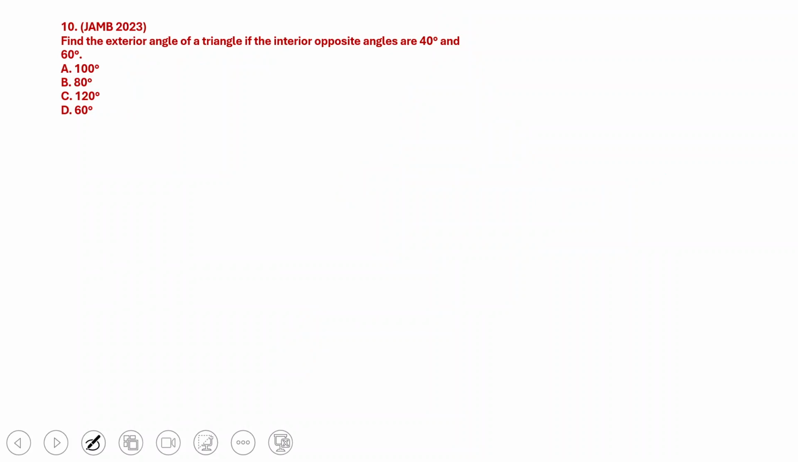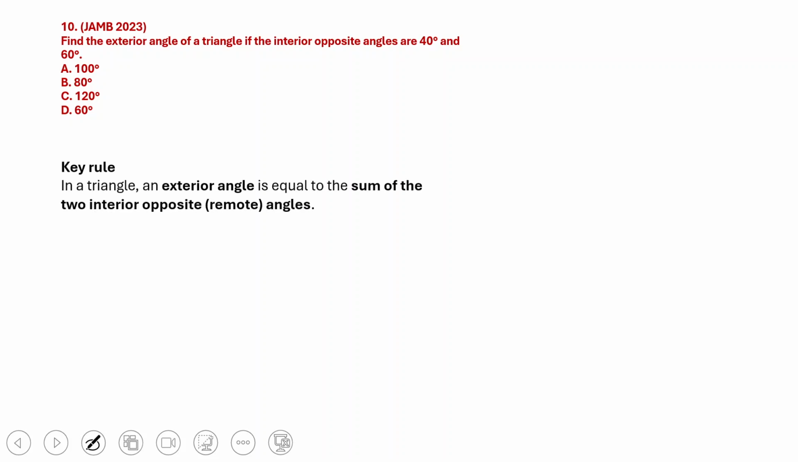Okay, number 10 question here says: find the exterior angle of a triangle if the interior opposite angles are 40 and 60. So the key rule here is that in a triangle, an exterior angle is equal to the sum of the two interior opposite remote angles.